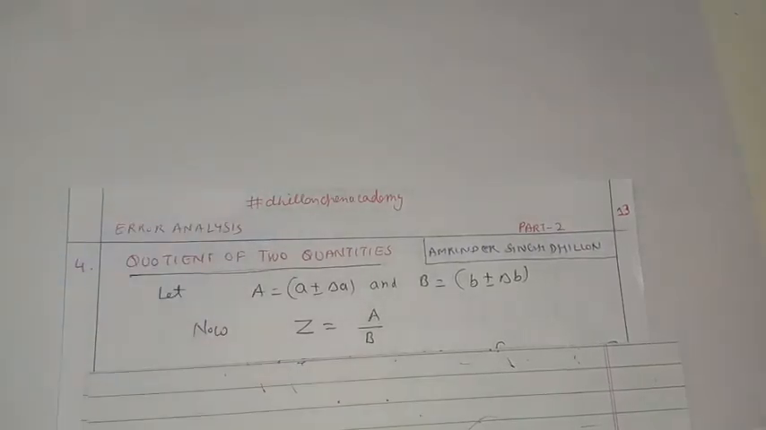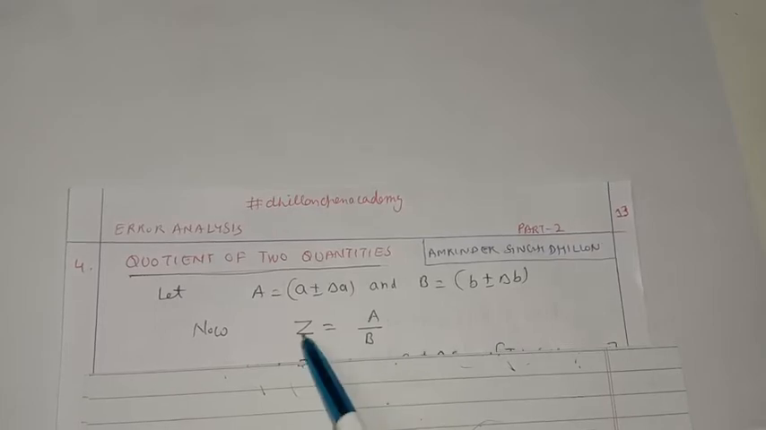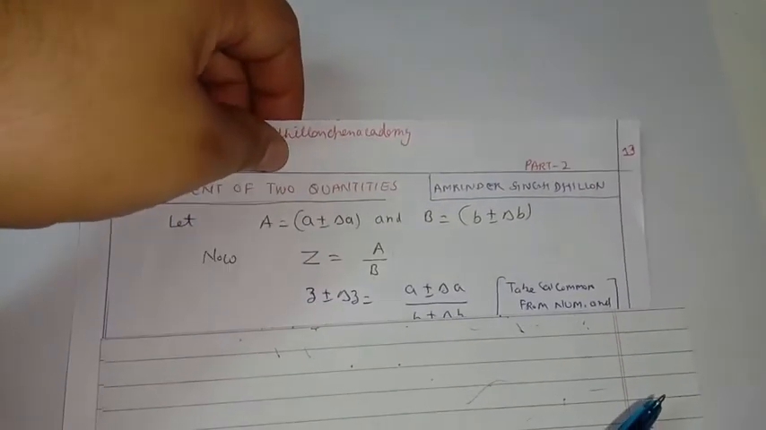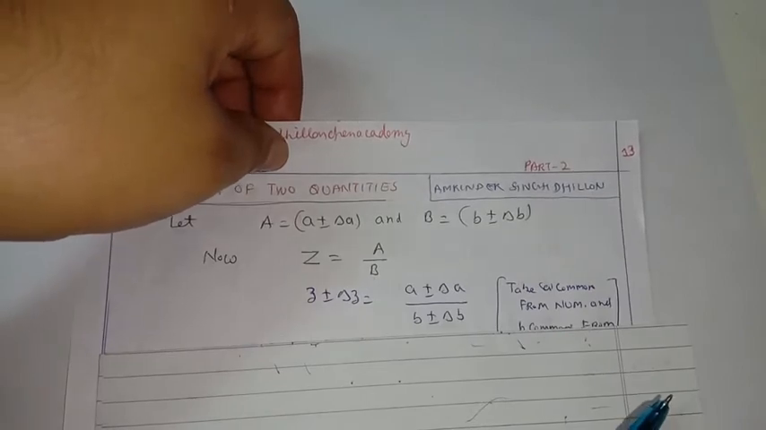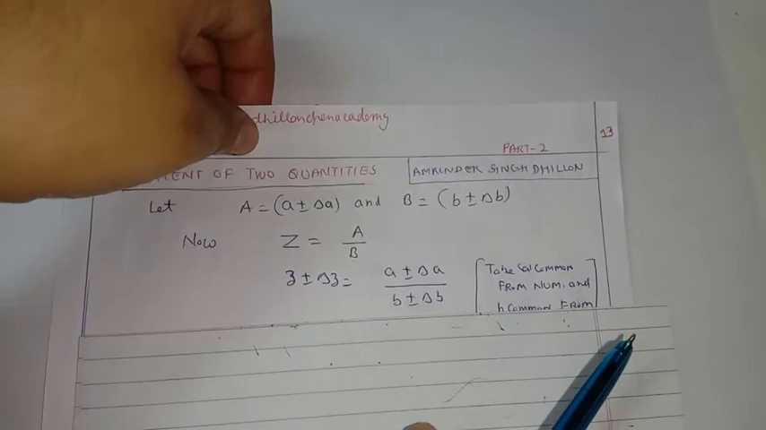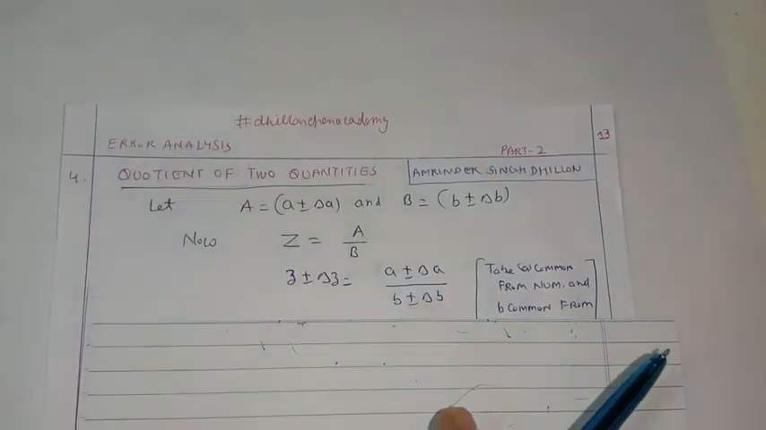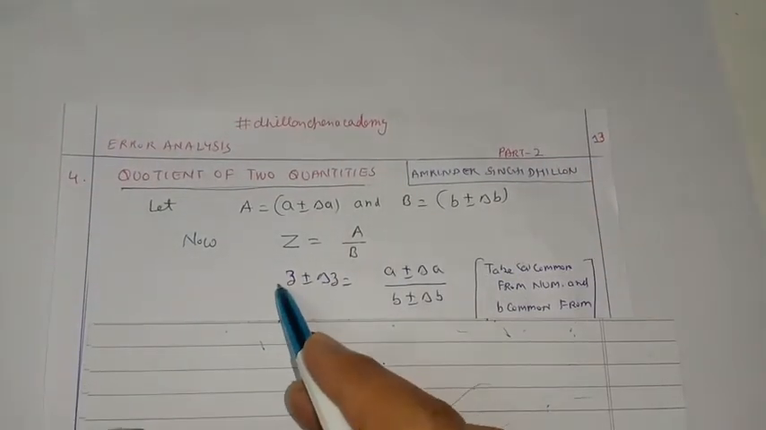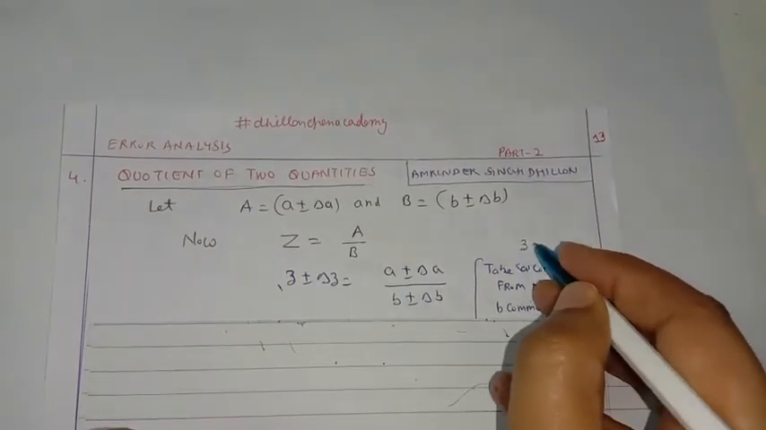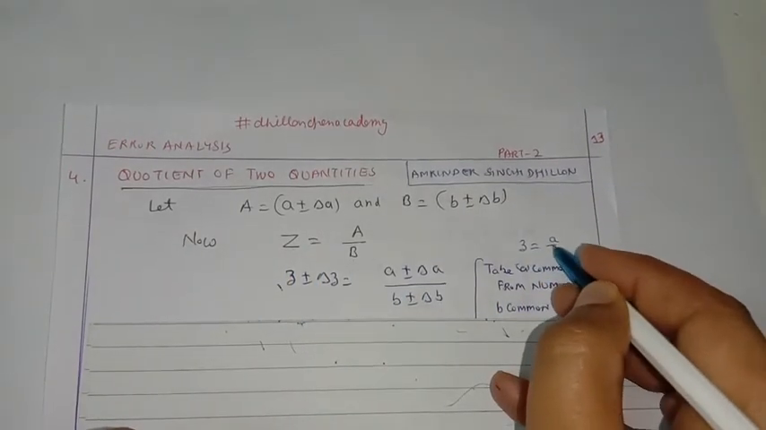Now in this last part we are having the quotient of the two quantities, that is z is equal to a by b. So here z plus minus delta z is equal to a plus minus delta a divided by b plus minus delta b. Now in this case the absolute part of the physical quantity z is equal to a by b.